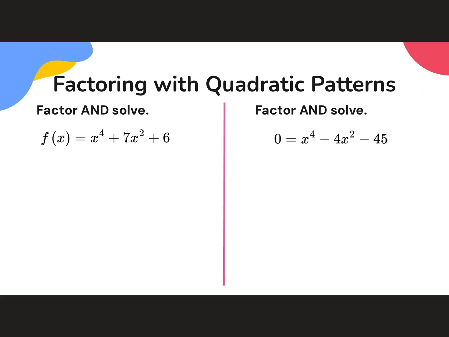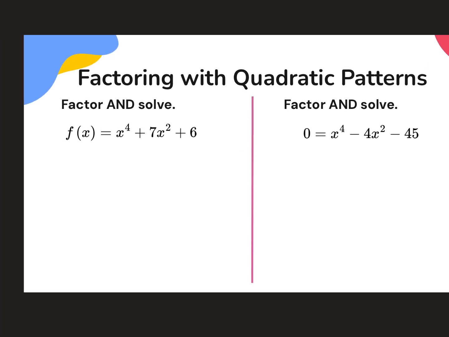Our last factoring method is the quadratic pattern, and this is where there's no greatest common factor other than 1, and I only have 3 terms, so I cannot factor by grouping. Okay, we're going to look for our patterns of 2 numbers that multiply to the end and add to the middle. So in this first case, those 2 numbers are 6 and 1.